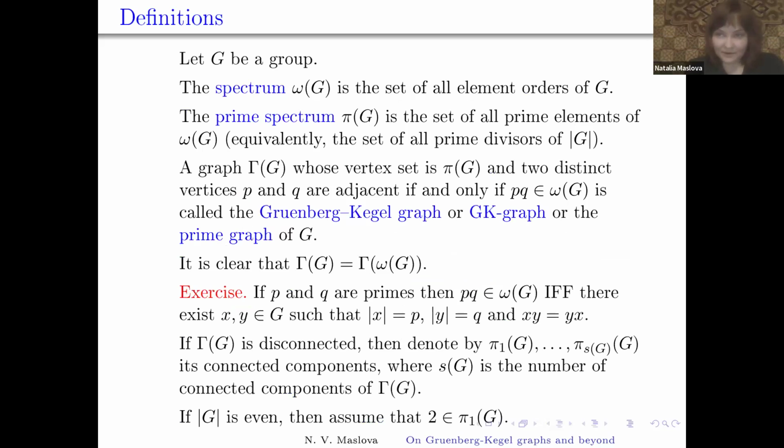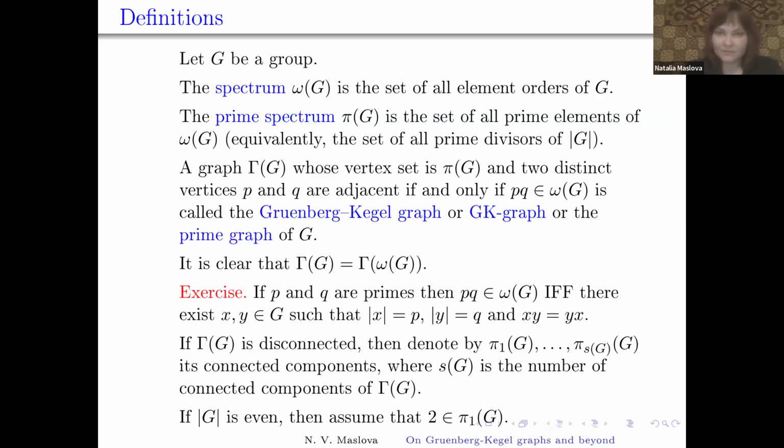Let's take a finite group. If the group is finite, it's easy to understand that all elements of this group have finite orders. What is the order of an element? It's the smallest number such that this element to this power gives the identity of the group. So in a finite group, each element has finite order. And the spectrum of a finite group is the set of all element orders of this group.